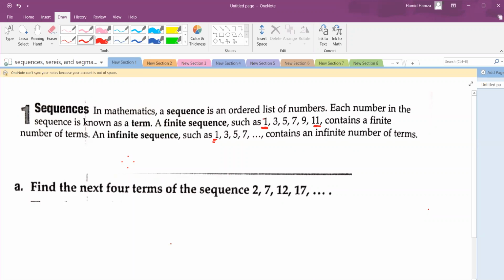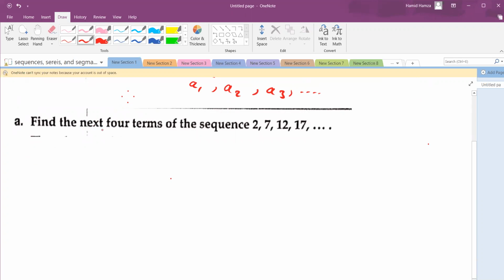Each member of the sequence is named a term, and we denote it by the order of this term. So I can write it like this. This one is the first term, this is the second term, the third term, the fourth term, and so on. Or sometimes you can write it like this, A1. A1 means the first term, A2 the second term, A3 the third term, and like this.